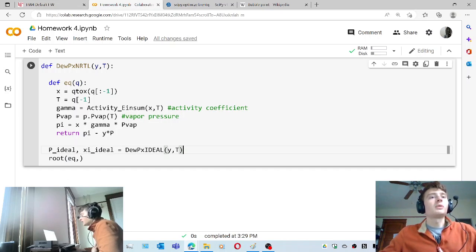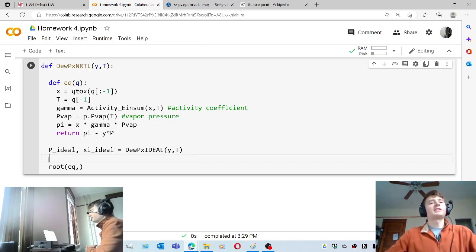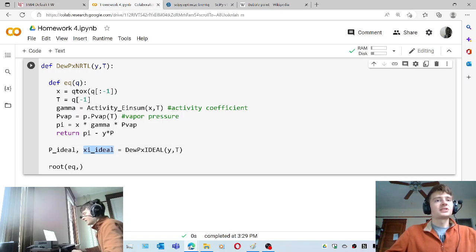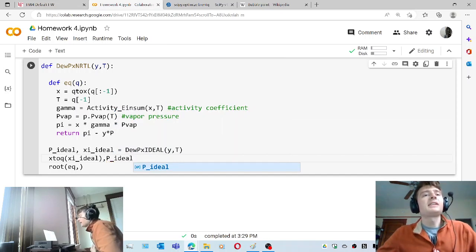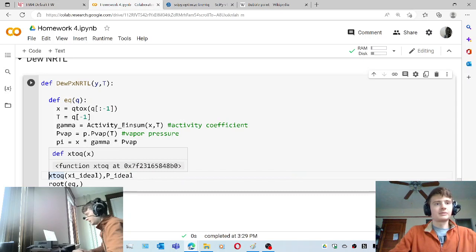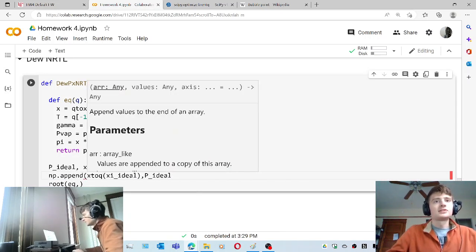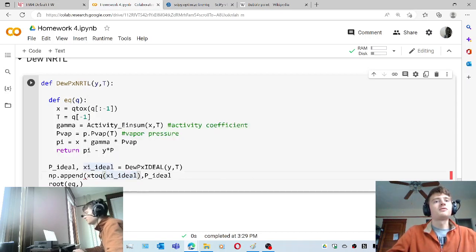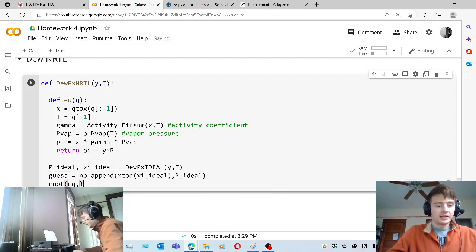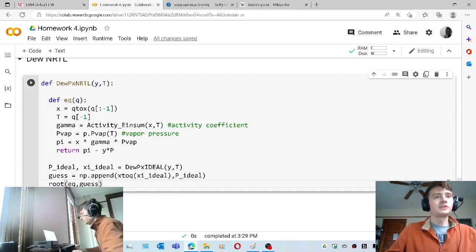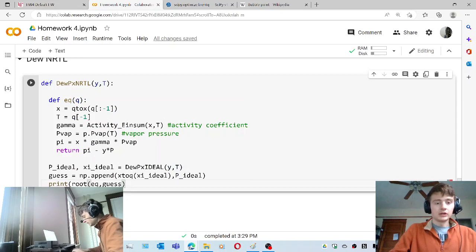But what do I need to pass into equation as my initial guess? What form should it take? Well, it's going to look something like this. It's going to be all of these ideal x values converted to q values. So I can say x to q of x ideal. And then on top of that, I need to append this ideal pressure that I've derived. So I'll use np.append, and so I set an array right here. This is an array of 2 values, and then I add on a 3rd value into that. And so now I have a guess, so I'll just call this guess. And then I will bring guess down here into the root. And let me print this root, and let's see what I get.